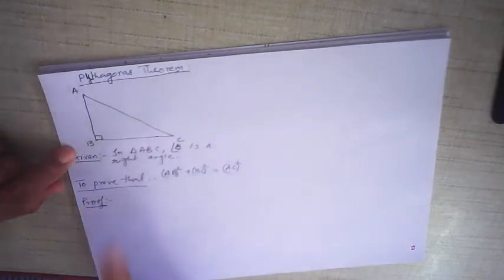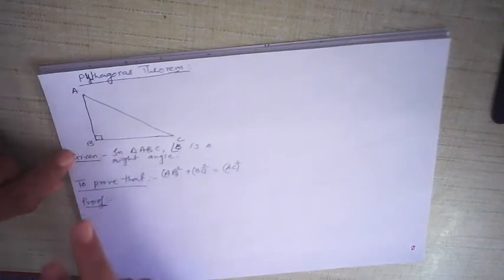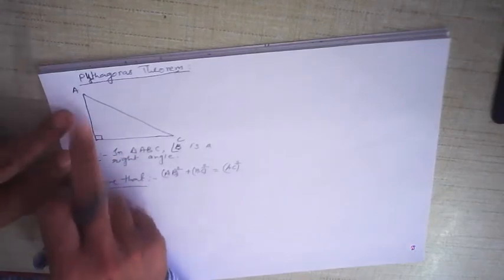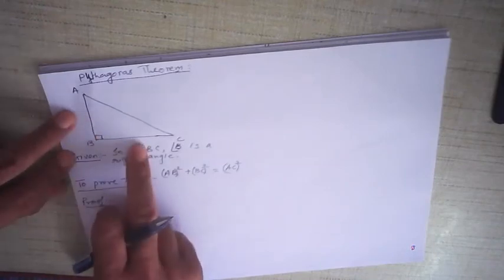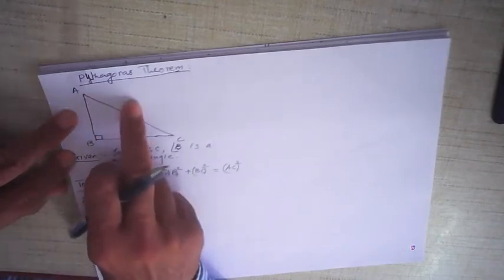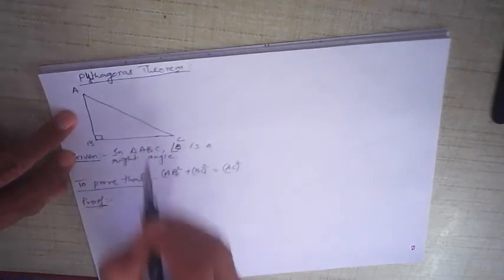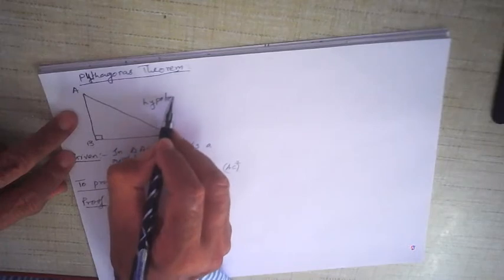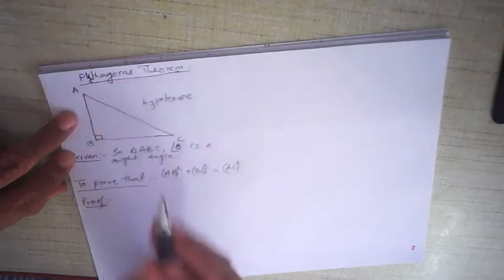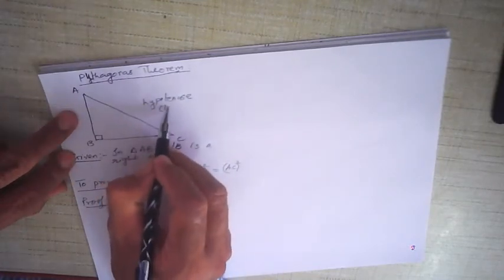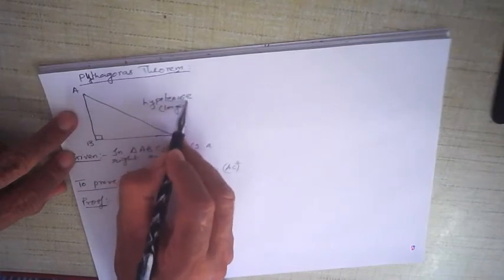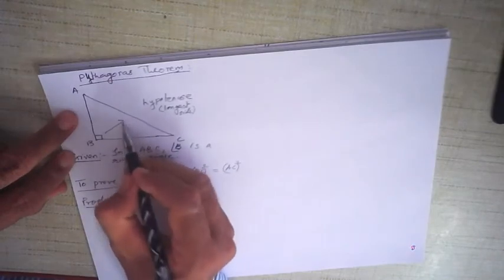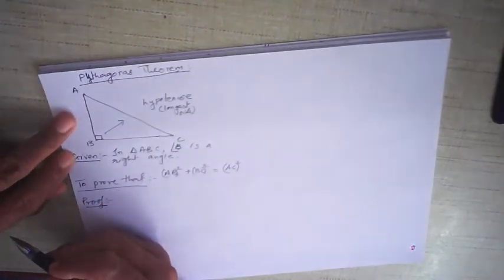First of all, what is the theorem? Prove that in a right angled triangle, the sum of the squares of the lengths of two sides is equal to the square of the length of the hypotenuse. Remember, this is the hypotenuse. Now, what is the hypotenuse? Hypotenuse is the longest side of a right angle triangle. The longest side is always opposite the right angle.